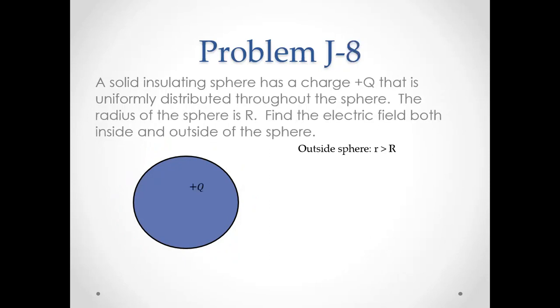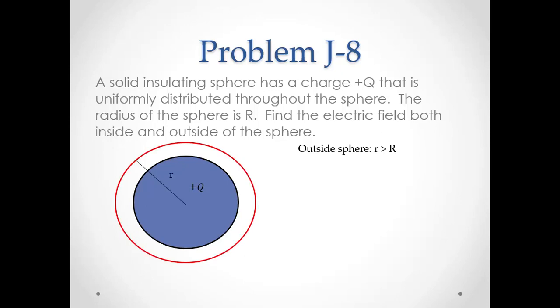So the next one, I wanted to take a solid insulating sphere, and let's say we took that charge positive Q, and it's uniformly distributed throughout the sphere. So what makes an insulator different than a conductor? As an insulator, it can have charges distributed throughout the inside of the substance as well as the outside of the substance.